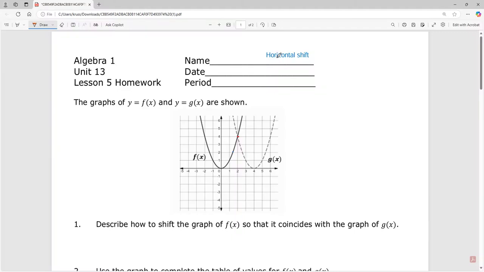All right, so we're going to go over lesson 5, which is all about horizontal shifts. Horizontal is to the left and to the right. So we're talking about shifting our x values to the left or to the right. And this is a little counterintuitive if you understand how to shift y values, which is the next one.